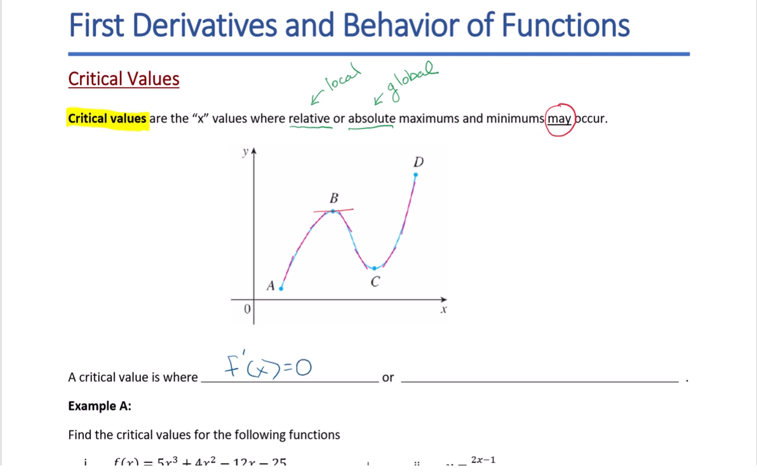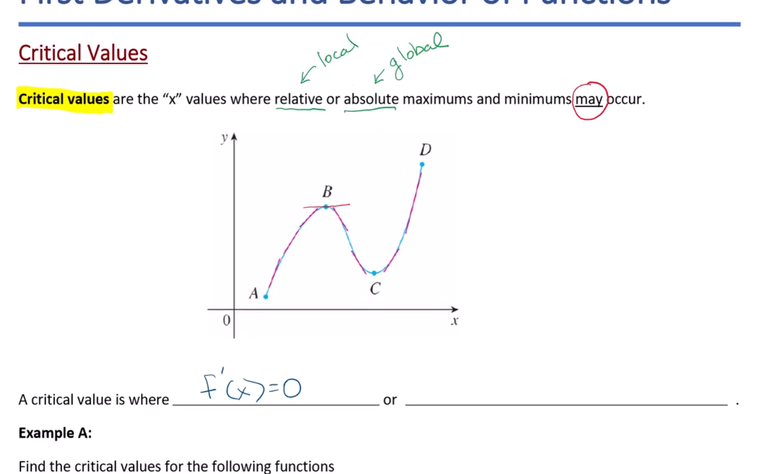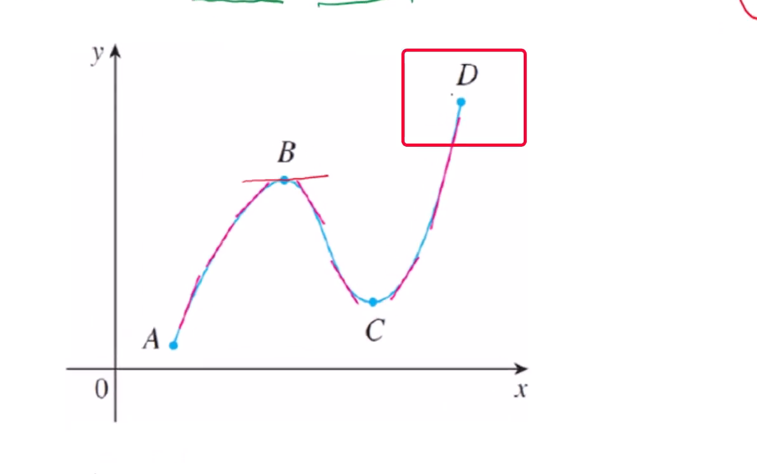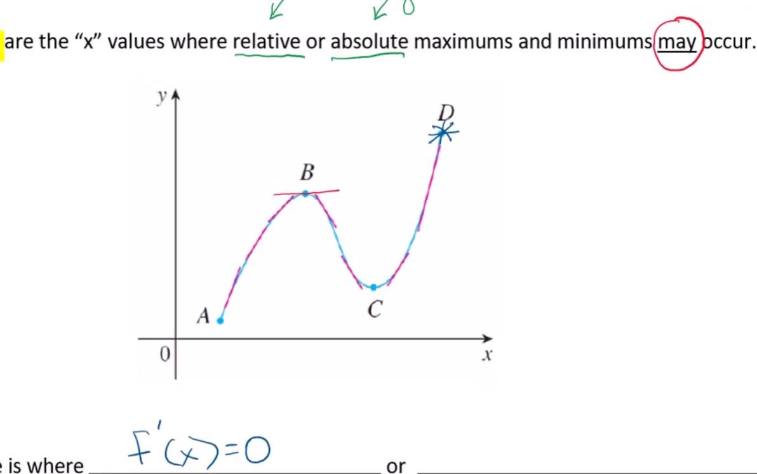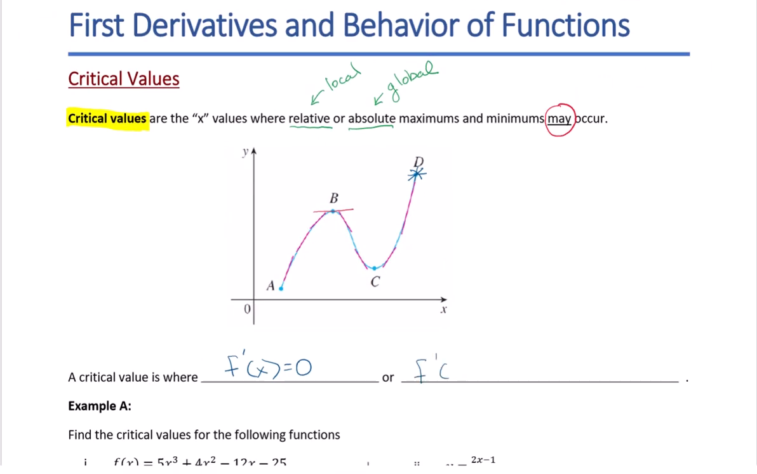Another place where we can find a maximum or a minimum could be at an endpoint like D. Notice there's no derivative there. There's no tangent line at that point. So we could also find a critical value where the first derivative is undefined.